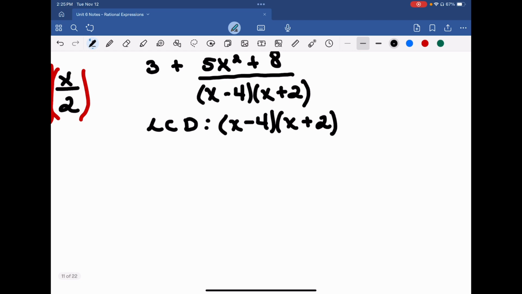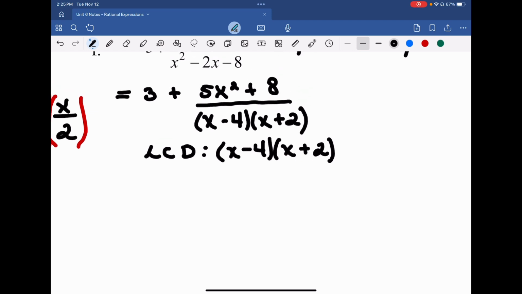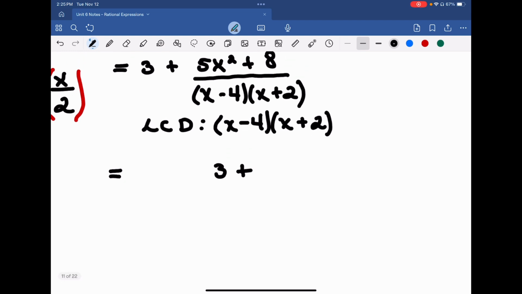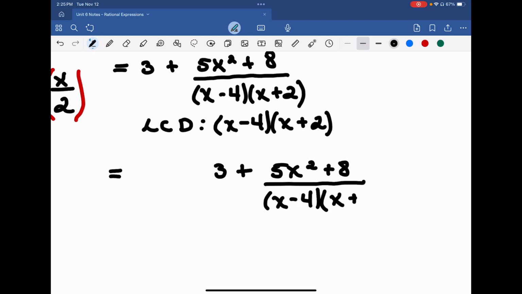Once I've stated this, let's make sure we multiply both pieces by this. So I'll even put an equals sign here. In the step below here, I'm going to put equals. I'm going to leave a bit of space out in front because we know we're going to have to multiply this. This is going to be 3 plus, in the other one, it's going to be 5x squared plus 8. And there's a reason I'm not leaving space in front of this one. It's because it already is the x minus 4, x plus 2. So we're not worried about putting an LCD for that one.